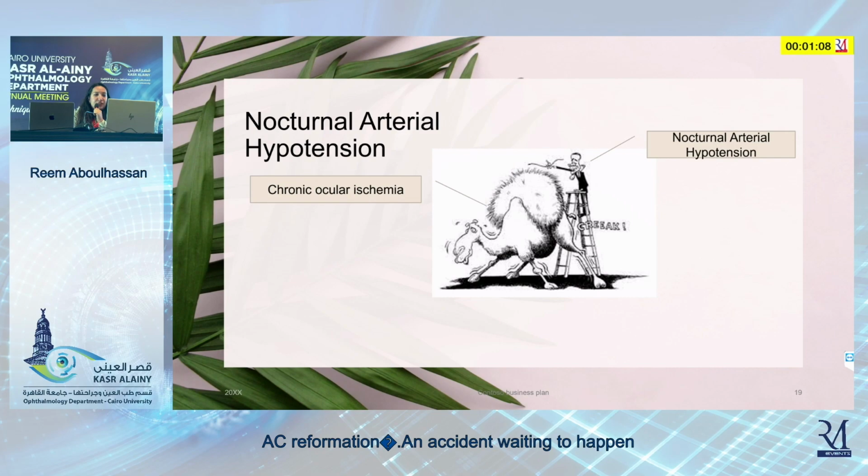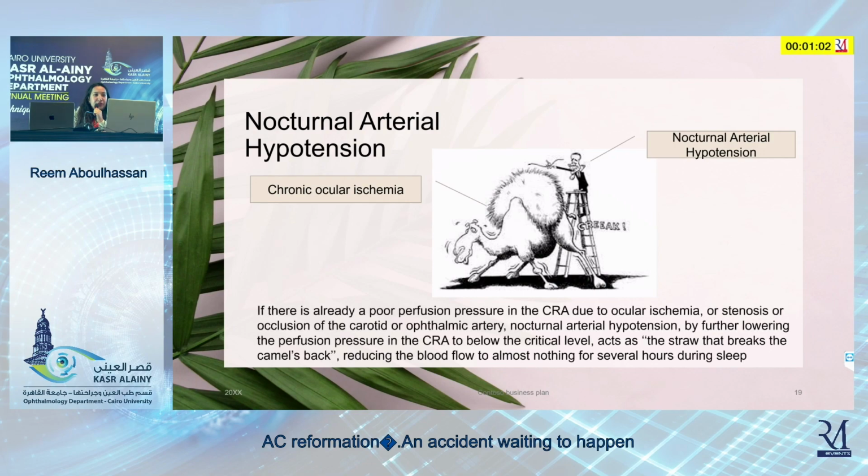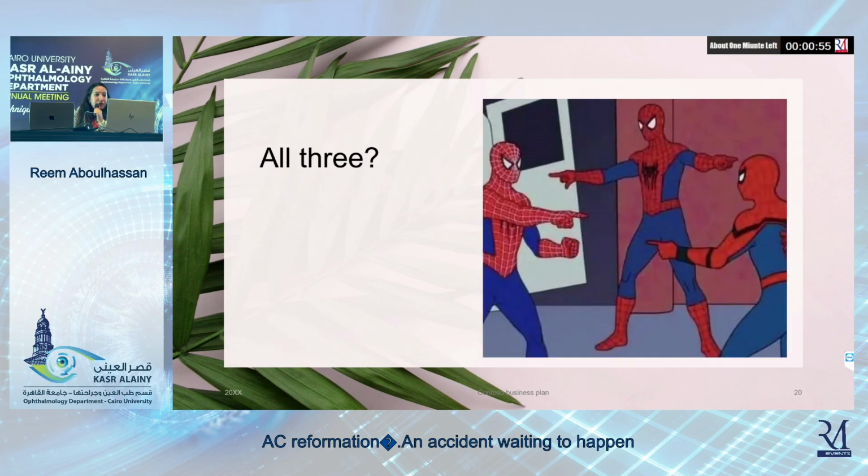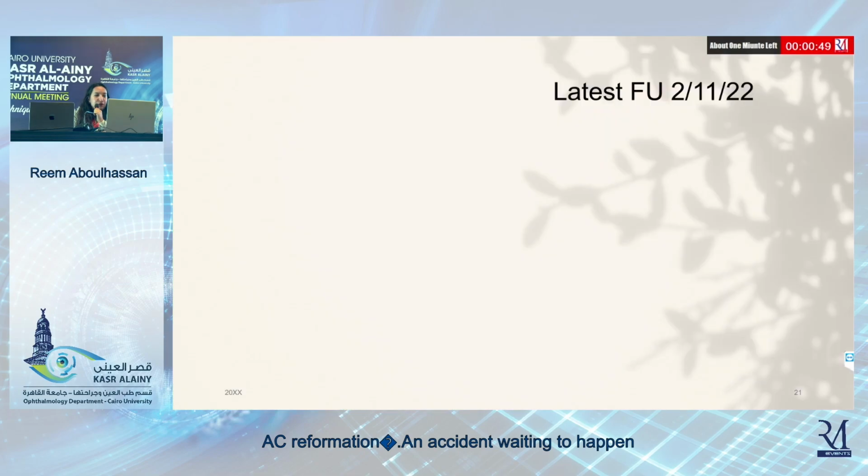Nocturnal arterial hypotension is a normal physiologic phenomenon which is exaggerated in patients with chronic ischemia, and therefore at nighttime the arterial blood pressure is further reduced, and this leads to a very low perfusion pressure in these patients. Or was it all three? Well, we postulate that this patient had an increased sensitivity to any change in the perfusion pressure.